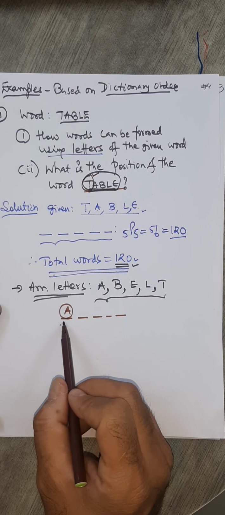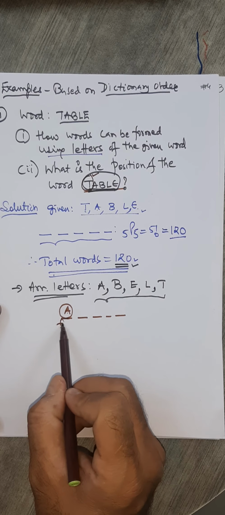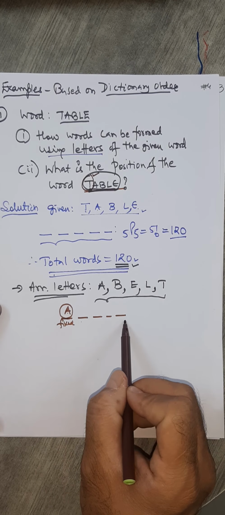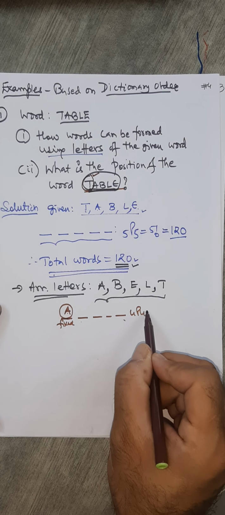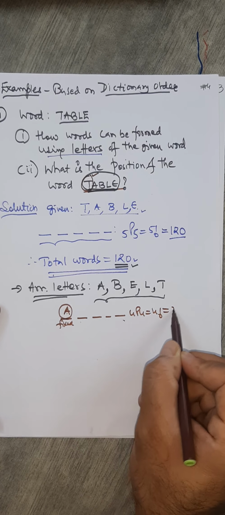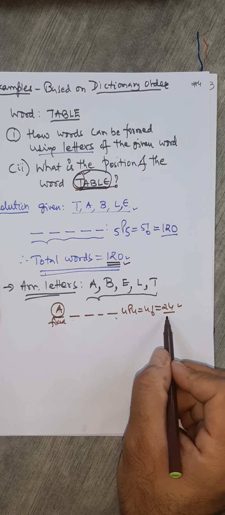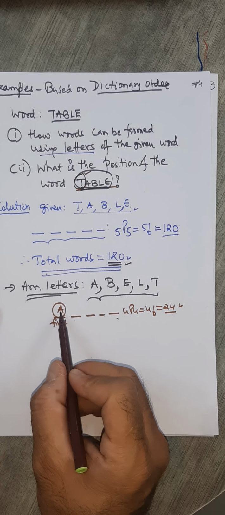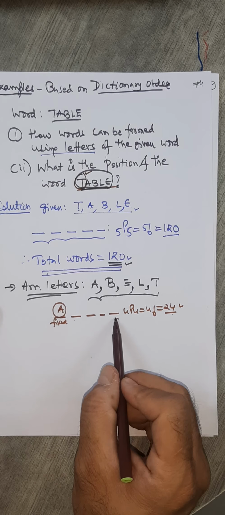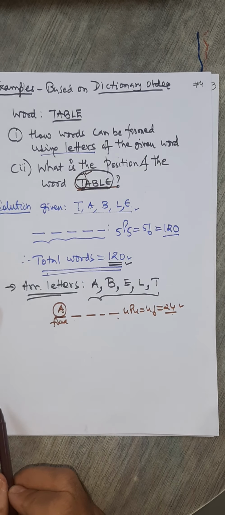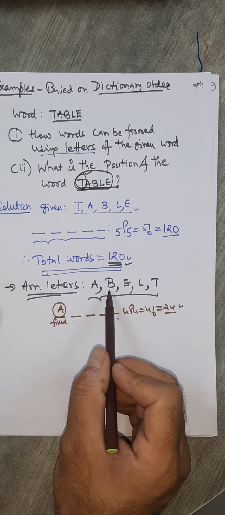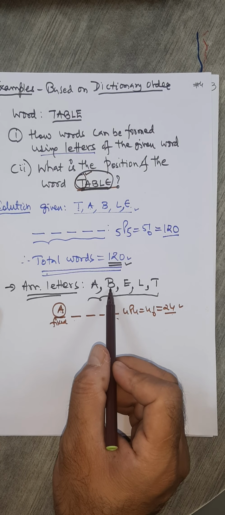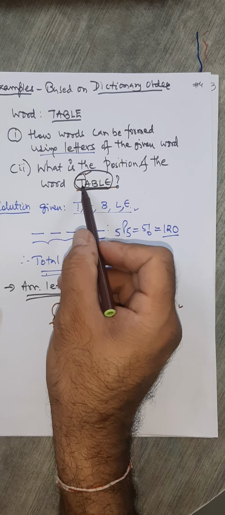So how many words are there whose first letter is A? Fix it. Here how many positions? 4 positions and 4 letters. So it can be done in 4P4, that is 4 factorial. That's 24. There are 24 words whose first letter is A, and all these words will come before table. Fine? Okay.